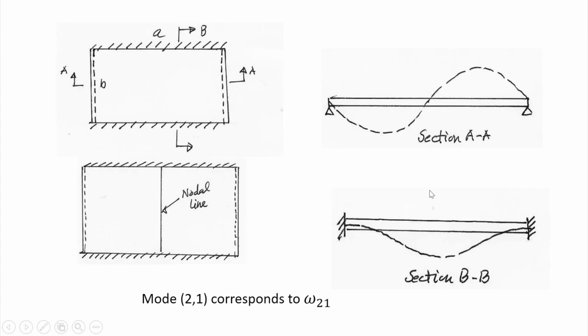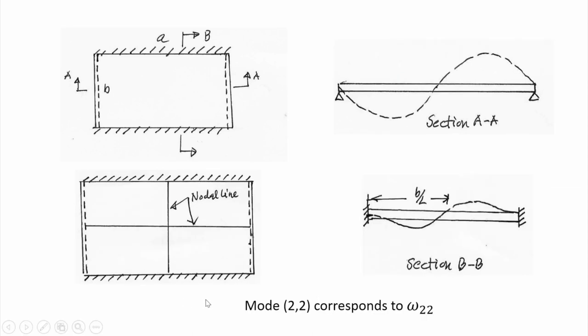Now let us see the higher modes. So mode 2-1, now here m is equal to 2. Here you can see the usual mode shape of the simply supported beam that we obtained, because m is 2, two half waves are formed along the x direction, the length direction. But since these edges are fixed, along the section BB we will get the deflection shape as this, corresponding to the first mode of the fixed edge. Here the slope is 0, you can see it, and therefore a nodal line will appear here. So here the nodal line is situated at A by 2. So at any point on this nodal line, the deflection is 0.